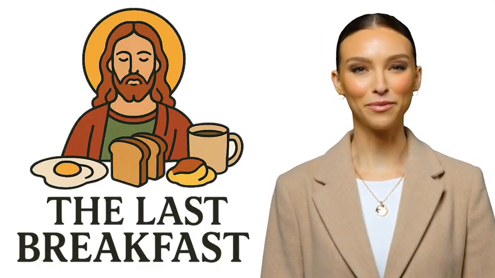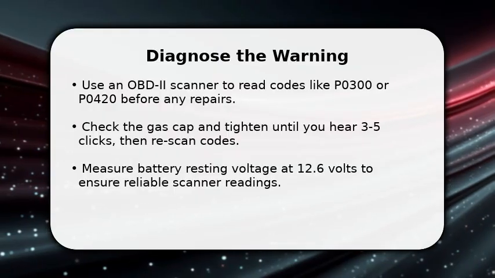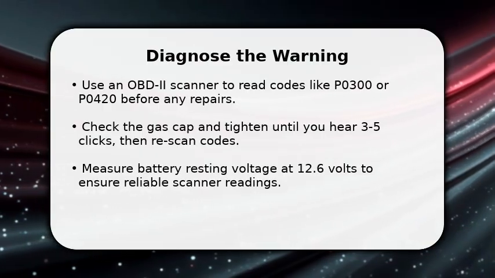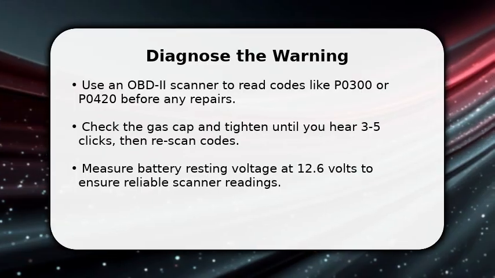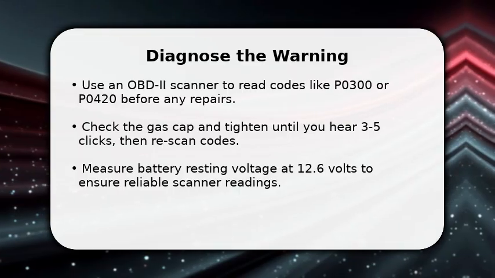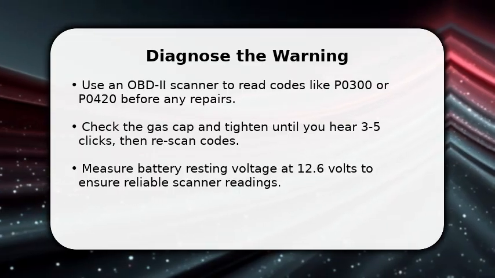Start by diagnosing the check engine light with an OBD-ROMAN 2 scanner and capturing stored and pending codes. Common codes include P0300 for random misfire and P0420 for catalyst efficiency.